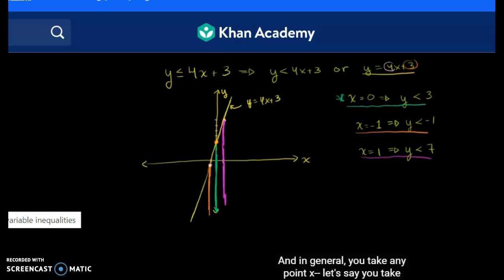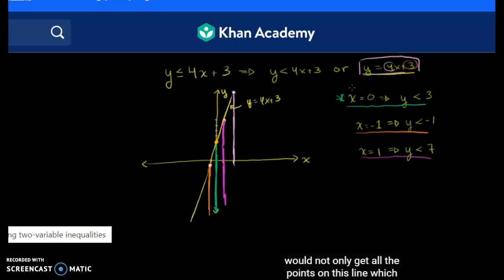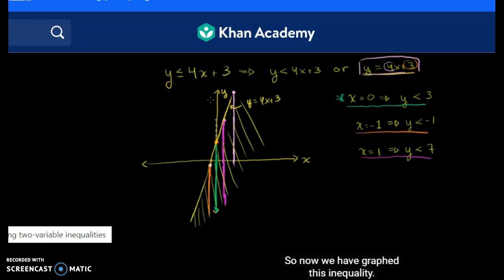And in general, you take any point x. Let's say you take this point x right there. If you evaluate 4x plus 3, you're going to get the point on the line. Now, the y's that satisfy it could be equal to that point on the line, or it could be less than. So it's going to go below the line. So if you were to do this for all the possible x's, you would not only get all the points on this line, which we've drawn, you would get all the points below the line. So now we have graphed this inequality.